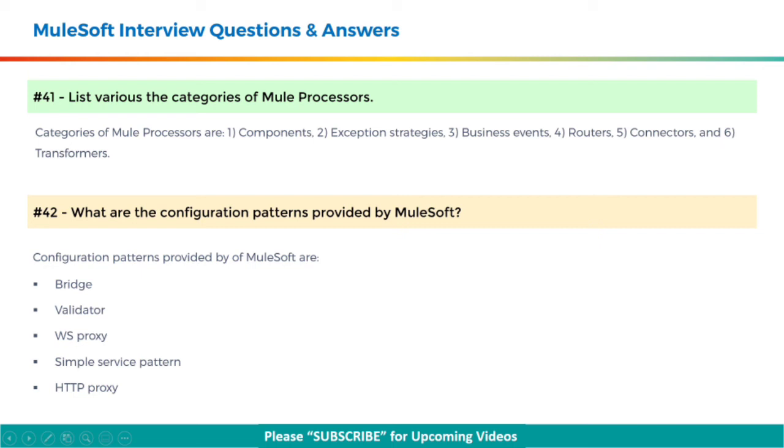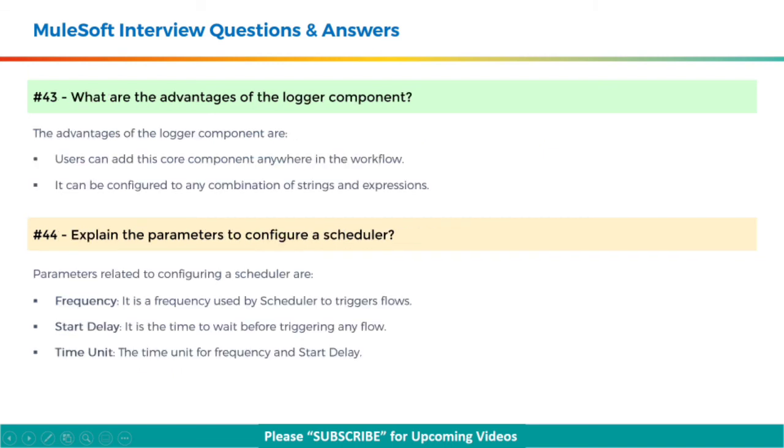Next, what are the configuration patterns provided by MuleSoft? Configuration patterns provided by MuleSoft are bridge, validator, WS proxy, simple service pattern, and HTTP proxy. Next, what are the advantages of the logger component? Users can add this core component anywhere in the workflow, and it can be configured to any combination of strings and expressions.